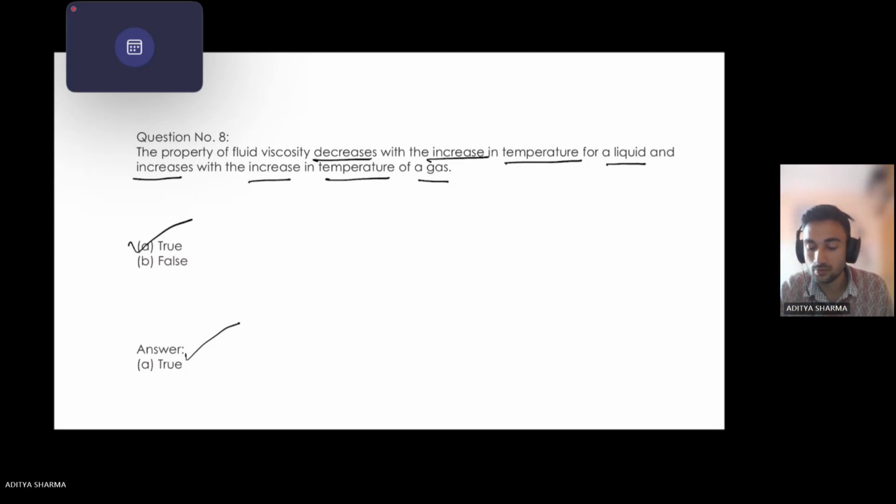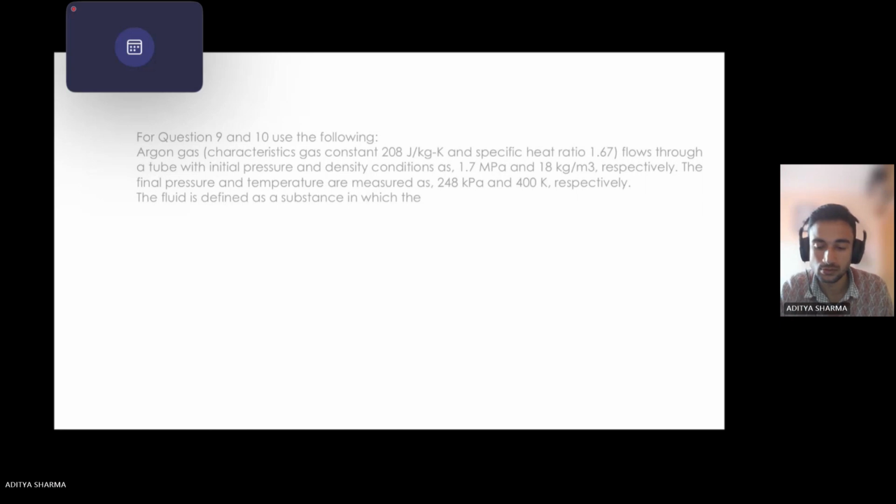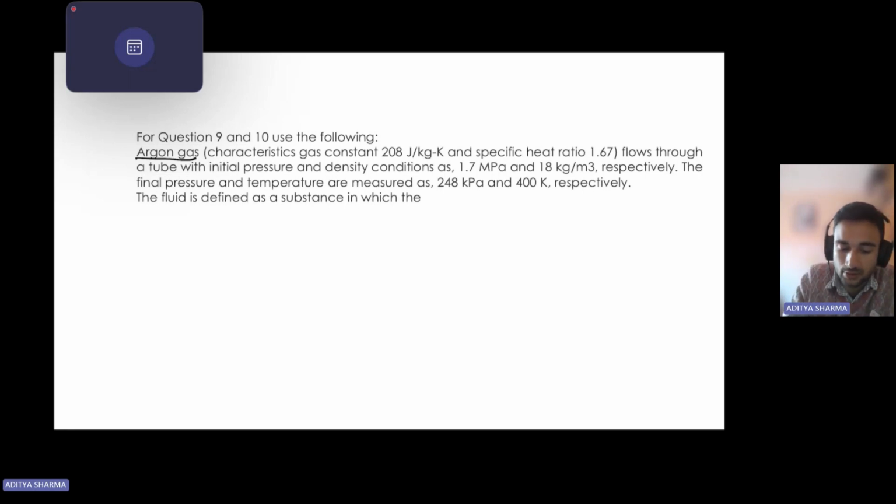Now we shall move to the next question. So this is a paragraph type question in which we have been given some set of values, and based on those values we have to figure out how to solve the questions, which are based on the values given in this particular paragraph. Okay. So the paragraph says argon gas. Let's underline these things, right? What the question says.